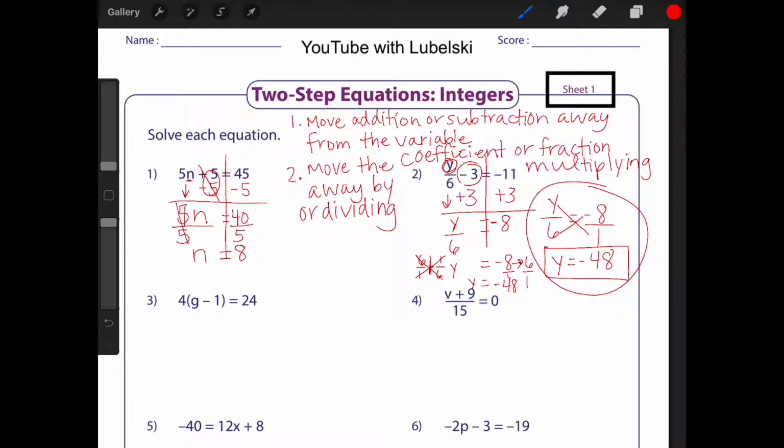I personally like cross products. I think it goes a little bit faster. But if you want to multiply by the reciprocal on both sides, you can also do that to get rid of those fractions.